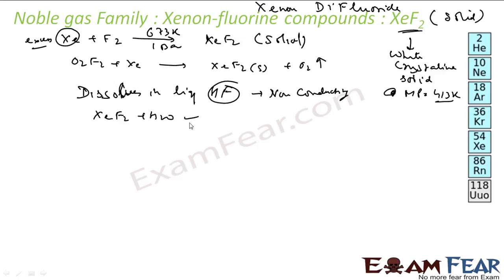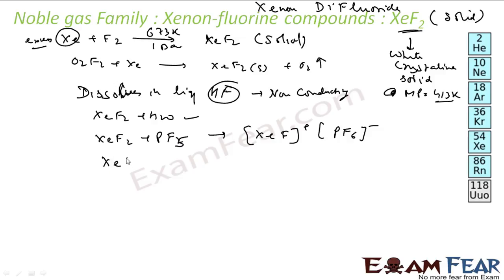With a Lewis acid, for example PF5, it forms an adduct. For example, XeF2 with a Lewis acid will form an adduct, XeF+ PF6-. This xenon difluoride will also react with hydrogen. It will form hydrogen fluoride and xenon is back.